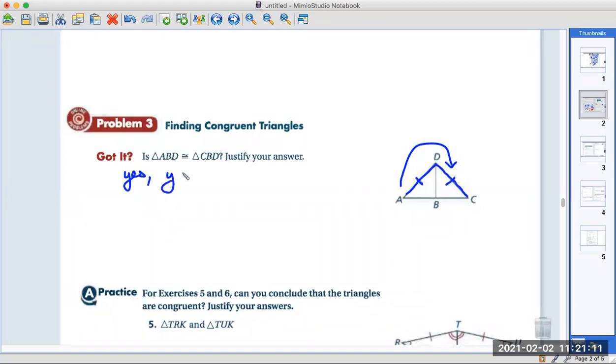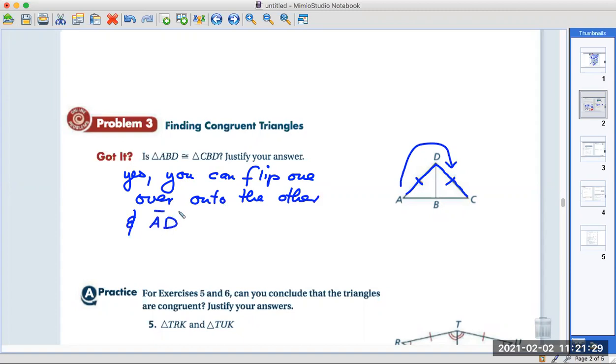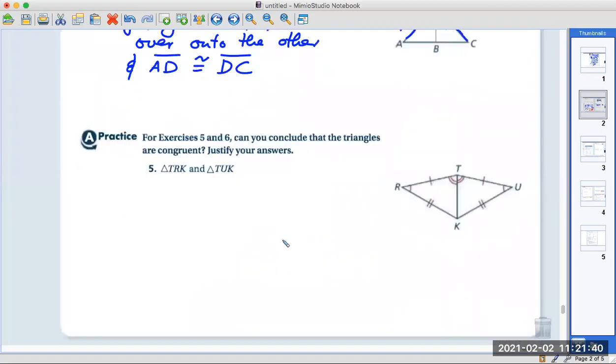You can flip one over onto the other. And moreover, side AD is congruent to DC because of those dashes. Those are the markings you got to look for when you do your math, okay? Look at this one here.